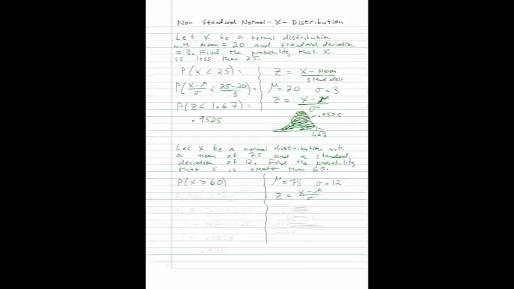So if we're going to do this, we're going to take the probability (x minus mu) over sigma is greater than 60 minus, what is the mean? The mean is 75, divided by, what is the standard deviation? Standard deviation is 12. So we get the probability z is greater than (60 minus 75) divided by 12, which gives me negative 1.25.